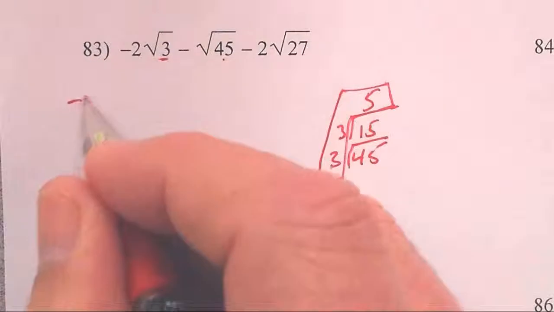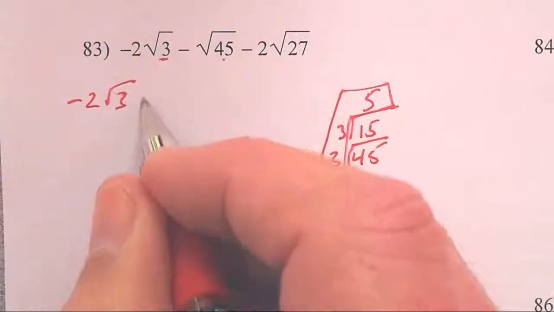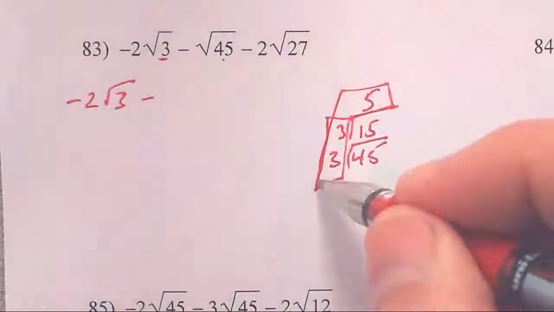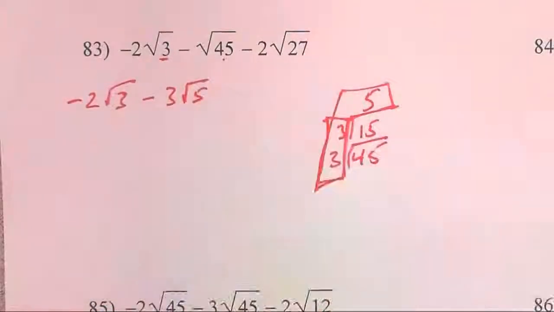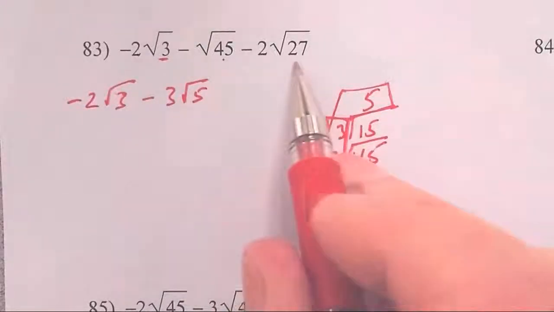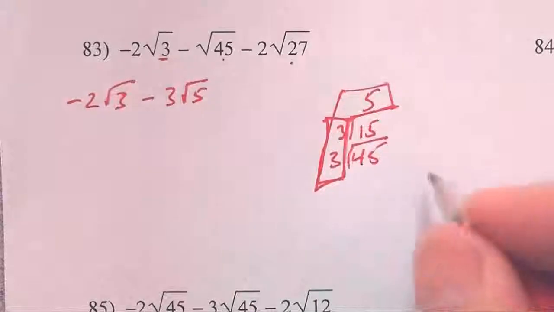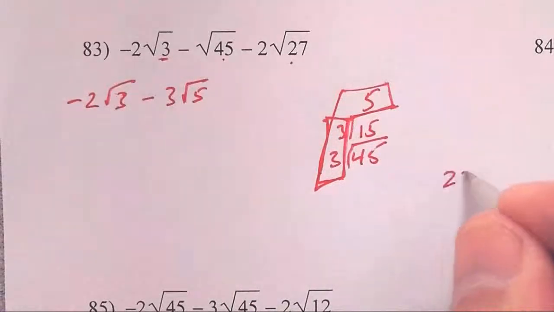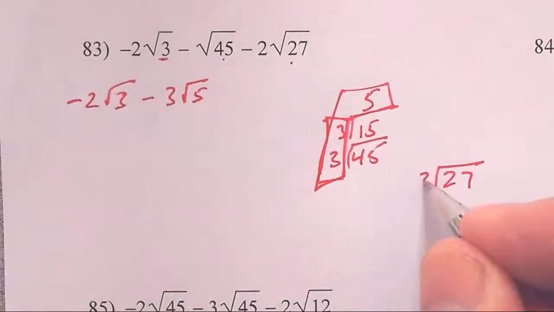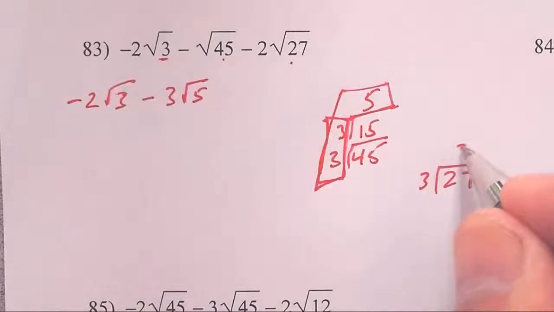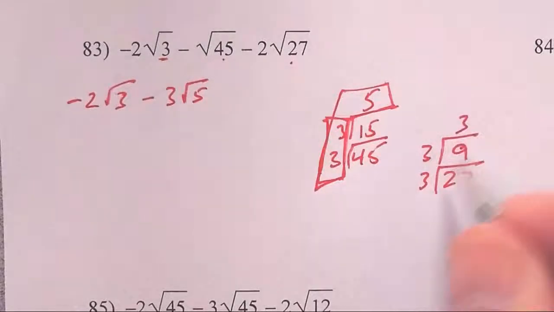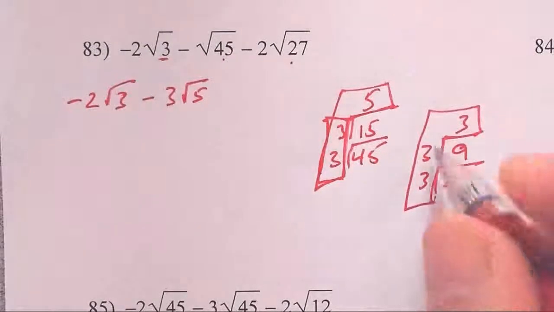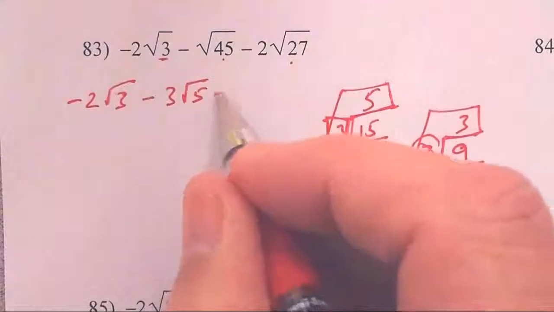So I have negative 2 root 3 minus, these 3's could bribe their way out of jail, leave behind a root 5. Do we follow that? I'm going to factor pyramid 27. 27. 2 doesn't go in there, but 3 does. 3 goes in there 9 times. 3 goes in there 3 times. Therefore, these 3's can break their way out.